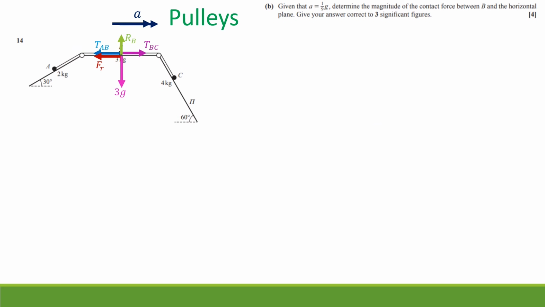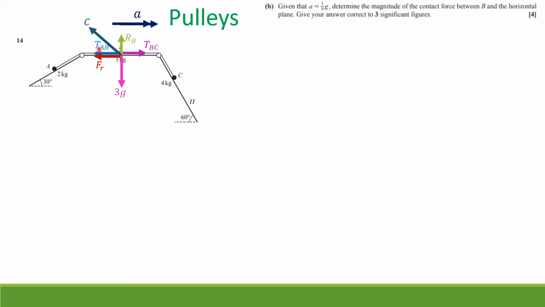In this part of the question, we are told that a is equal to 1/9 of g, and you've got to work out the contact force between B and the horizontal plane. Now, we are only interested in section B now, so I'm only interested in what is going on here. We need to work out the normal contact force RB, which we've already done, and we need to know the friction force, and we've already got an equation for the friction force that we worked out earlier on in part A. My contact force is going to be the resultant force between RB and the friction.